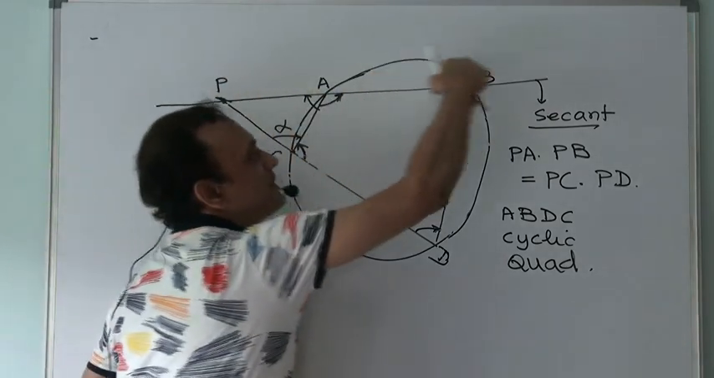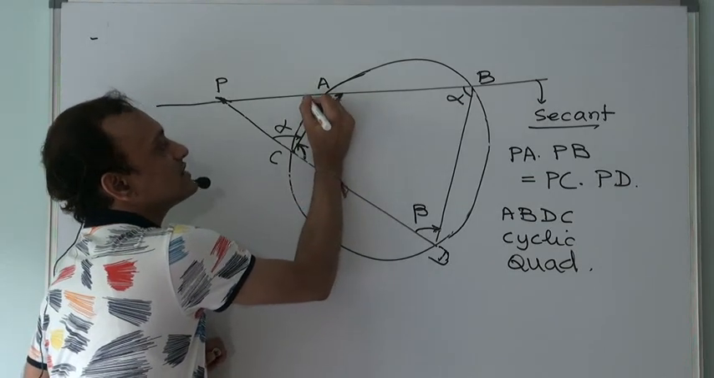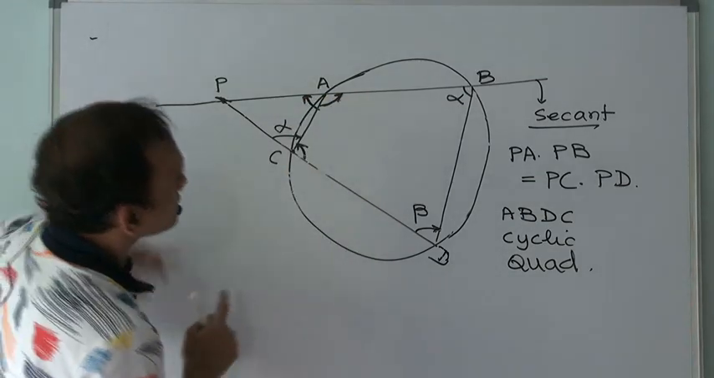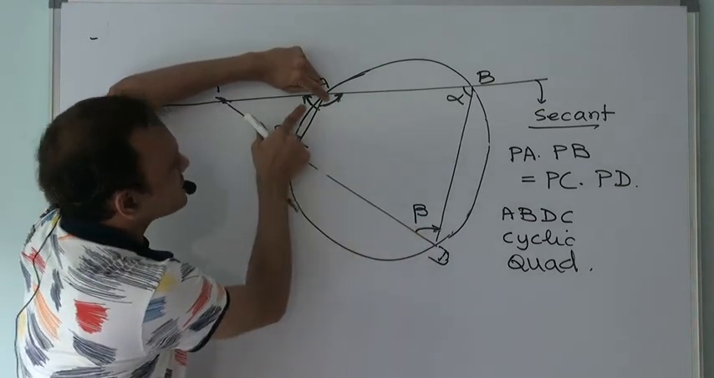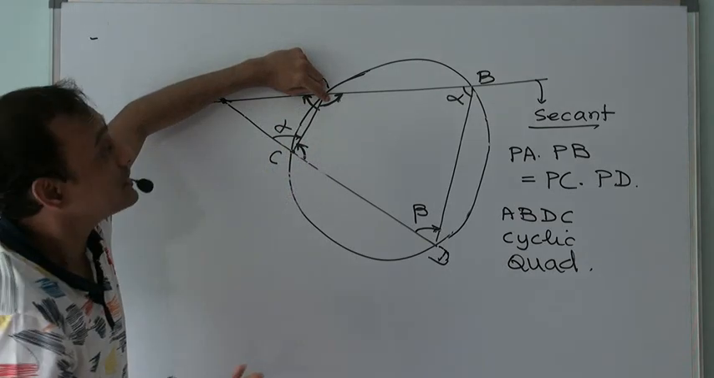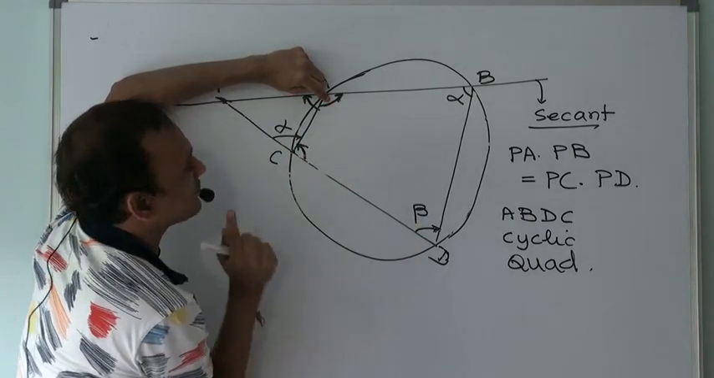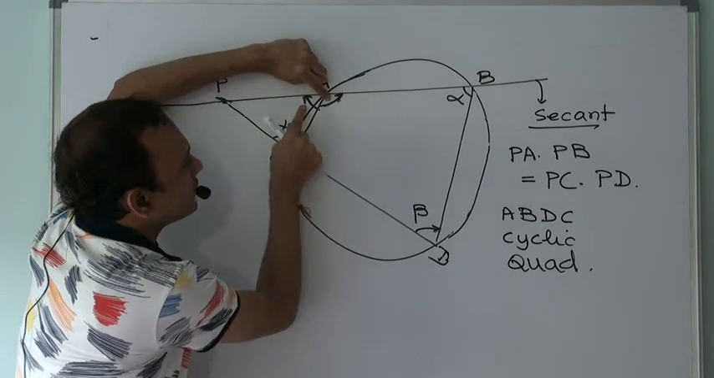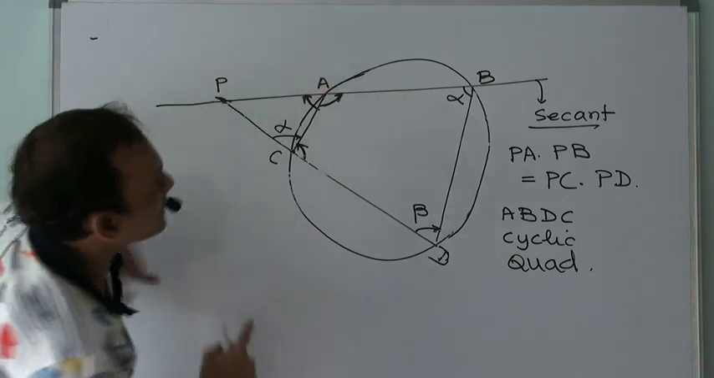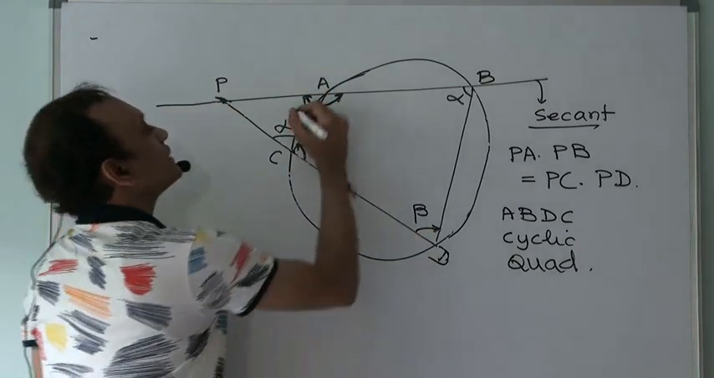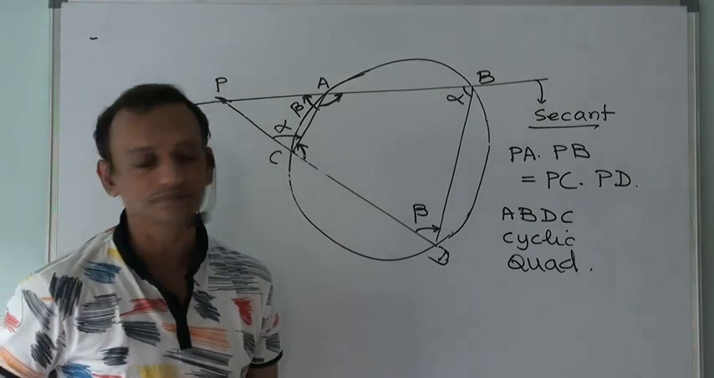Why? Because PAB is a straight line. Therefore, this angle plus this angle is 180 degrees, right? So, to this angle, whether I add beta or I add this angle, it's going to give me the same value. That means to this angle, if I add beta, it's giving me 180 degrees. To this angle, I add this angle. That's also giving me 180 degrees. Which means, if this is beta, then this must also be beta. This must also be beta.